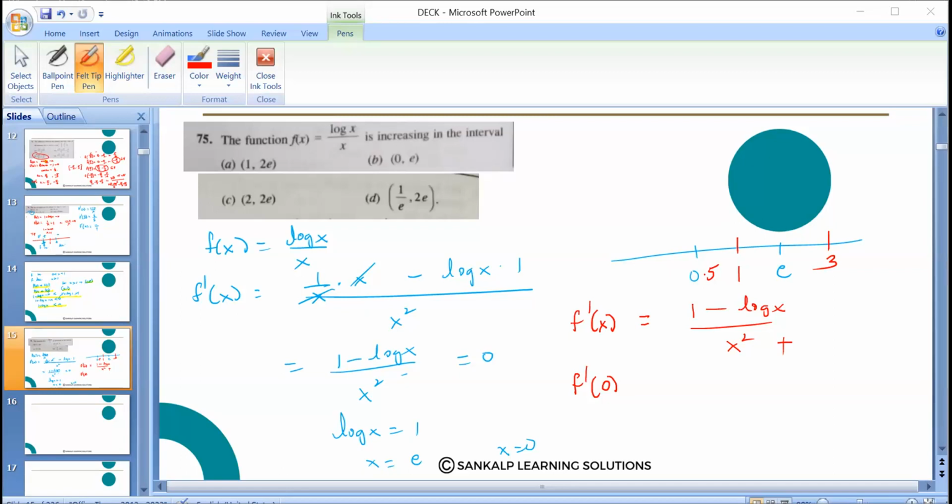What is log of 0.5? It's minus 0.6. So this also will become positive. So f dash is positive. Now if you put e, it will become 0. If you put 3, what's log of 3? It's 1.09. So you're getting a negative answer. That means f is increasing and decreasing.